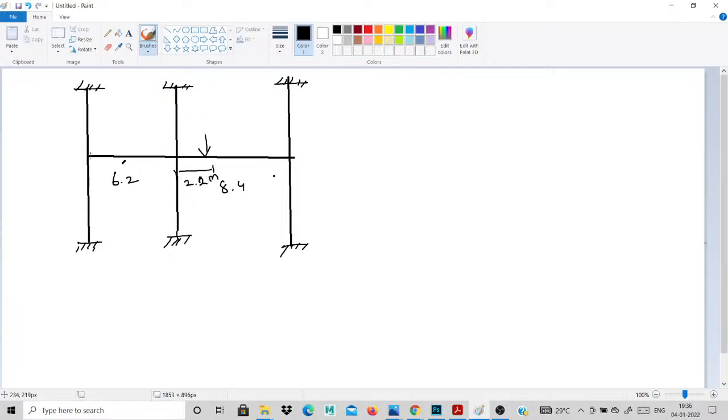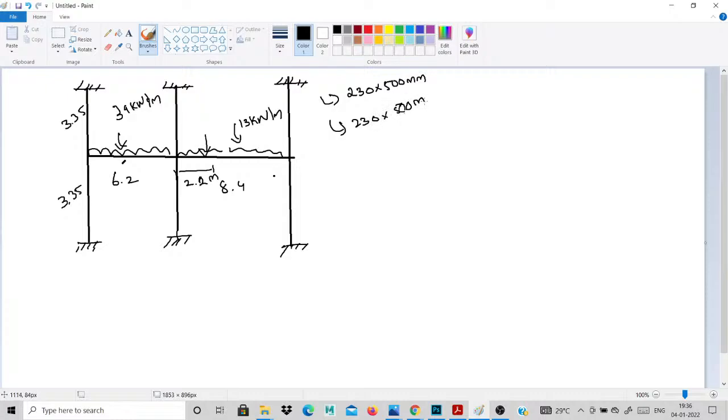2.2 meter. This beam, the load acting on it is how much kilonewton per meter? 39 kilonewton per meter. This load is acting at 13 kilonewton per meter. Okay, 13 kilonewton per meter. Then the column height, this is our column height 3.35. Approximately I take my beam size as 230 into 500 mm. Okay, 230 into 500. I take the column size also 230 into 500 mm. I take this approximate size for my beam and column.